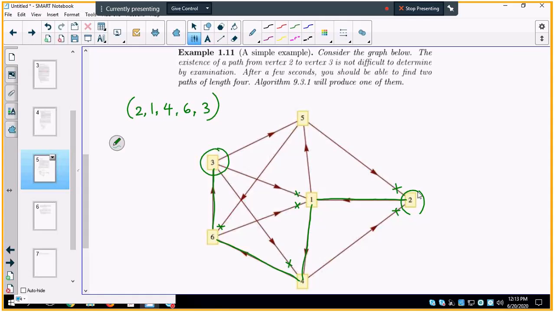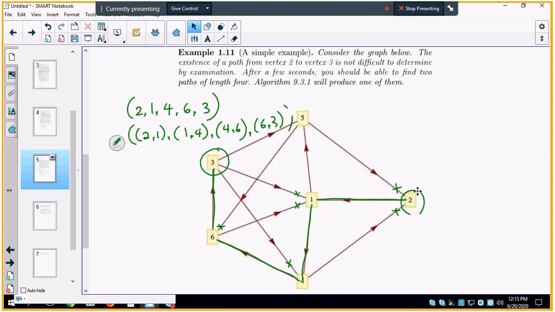Or if I wanted to list it in terms of the edges, I could say I took the edge 2,1, then I took the edge 1,4, then I traveled along the edge 4,6, and finally 6,3, and that got me to where I wanted to go. So that's one path.